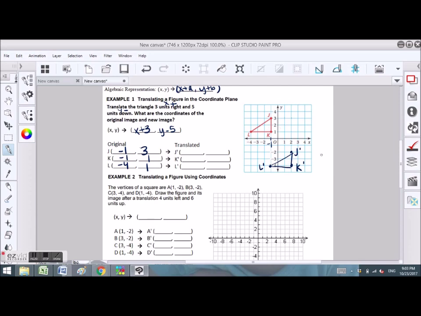So our new points. For J, we have 1, 2, and then down 2. So 2, negative 2. K, we have 2, negative 4.